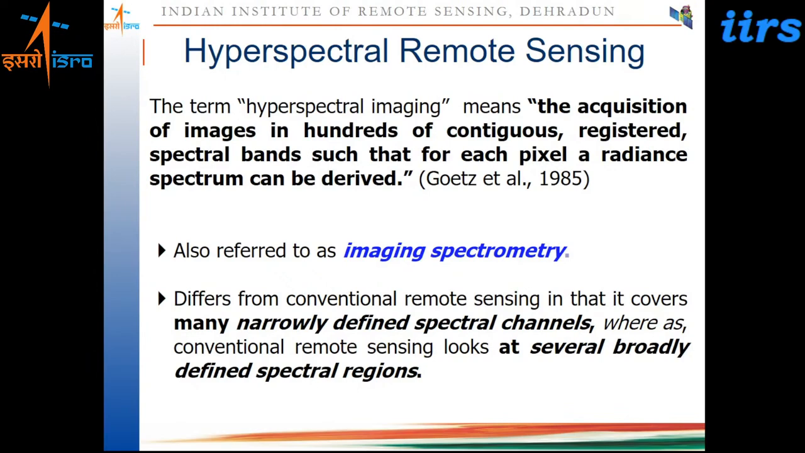This is the definition by Goetz, one of the very early founders of hyperspectral remote sensing, who started imaging spectrometry. He said that we can generate the spectrum of each pixel. That's why this is also known as imaging spectrometry.